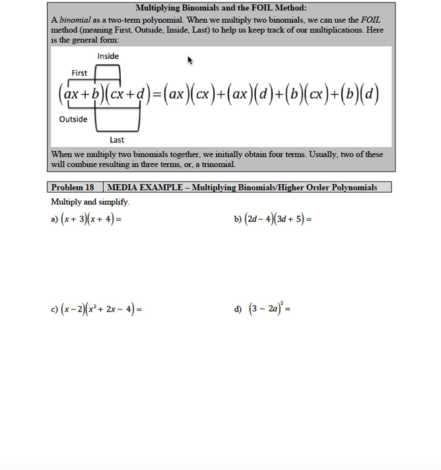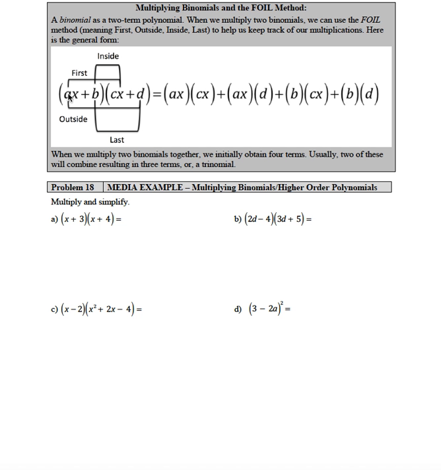In problem 18, we're going to be multiplying binomials using what's called the FOIL method. So I left at the top of the page the diagram of what the FOIL method is. The FOIL method just helps us understand how to multiply a binomial, which is a two-term polynomial. So here's your first term, ax, second term is b, times a binomial, first term cx, second term d. You just want to be sure that you multiply everything in one set of parentheses times everything in the other.